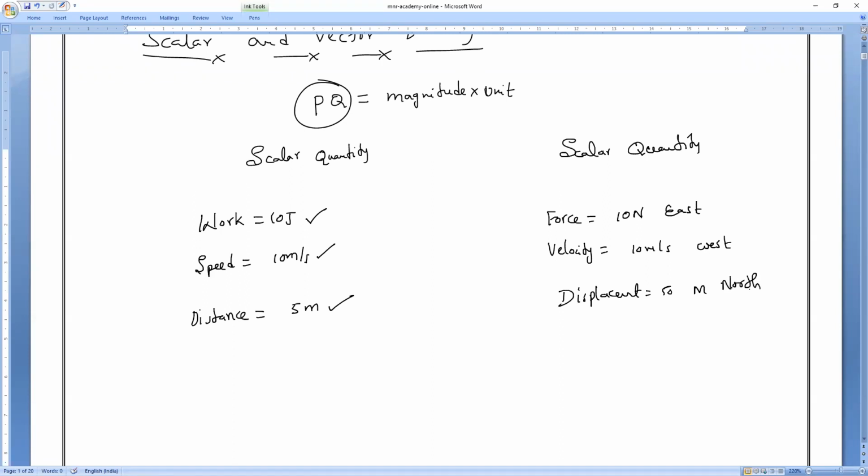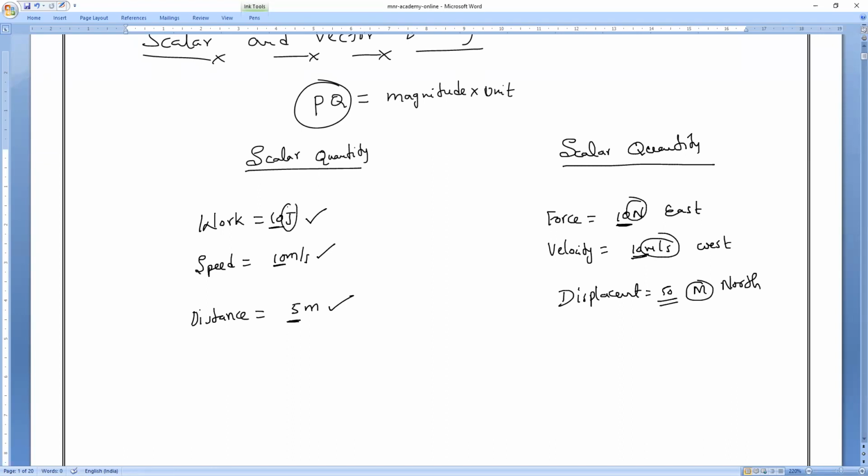Have you noticed it here? What is the difference between scalar quantity and vector quantity? You can find it easily by seeing this. Of course, here also 10 is the magnitude, here also 10 is the magnitude, here also 5 is the magnitude. And here also 10 is the magnitude, the velocity is also 10 magnitude, and 50 meters is also magnitude, and this is the unit.